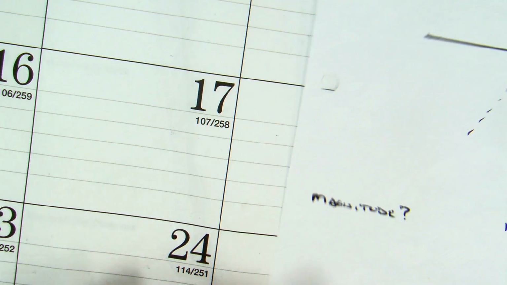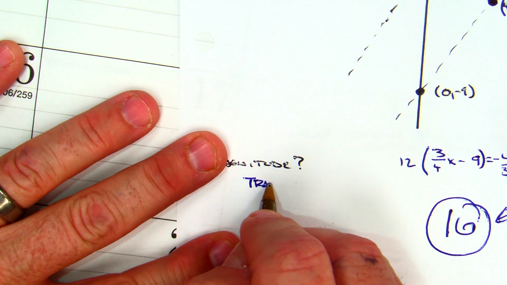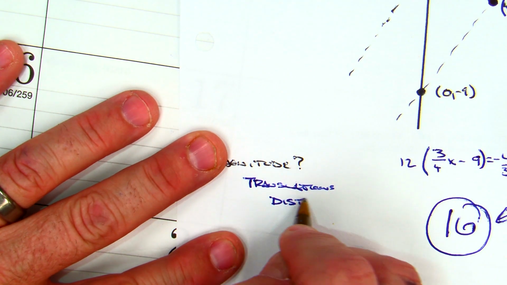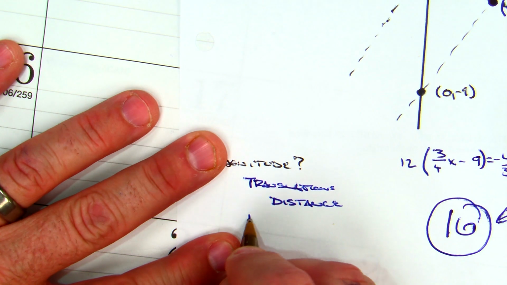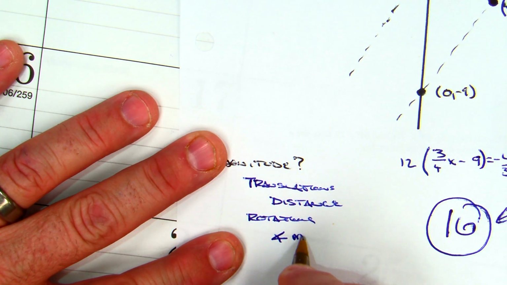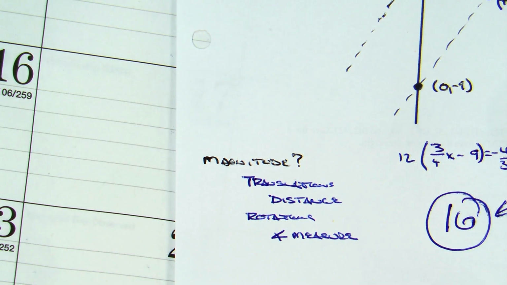All right, so with magnitude, with translations, it's a distance. With rotations, it's an angle measure. With reflections, it's a distance as well. So the only one, magnitude is distance with the exception of rotations. Rotation is the only one that's angle measure. Good? All right, the back.